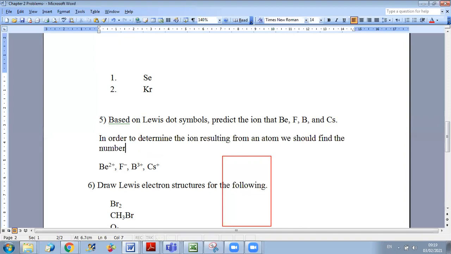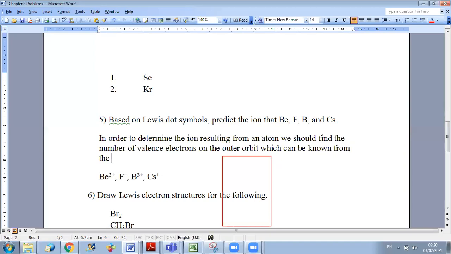When I say valence electrons, this means the number of electrons on the outer orbit, which can be known from the group using the periodic table. So now let us start with Be.